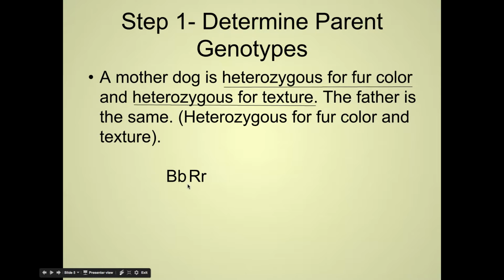So that's one parent right there: 2 letters for color and 2 letters for texture, 4 letters total. And then we need the dad. And I said the father is the same, heterozygous for fur color and texture. So dad is the same as mom. So he's got the same exact letters: big B, little b, big R, little r.